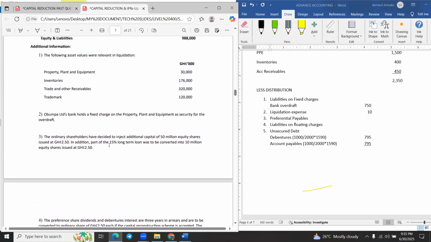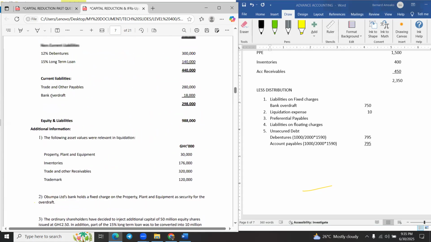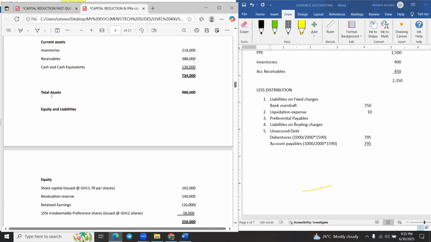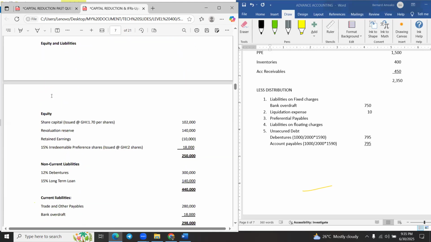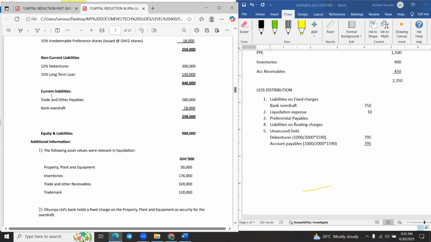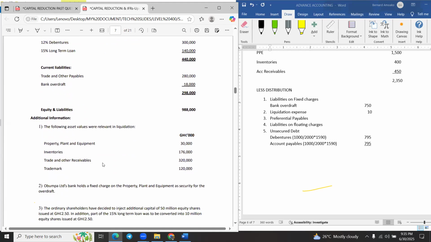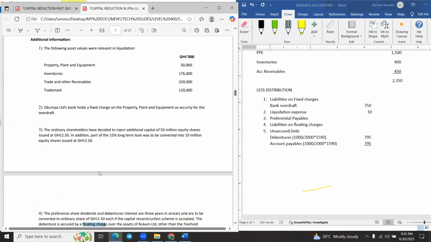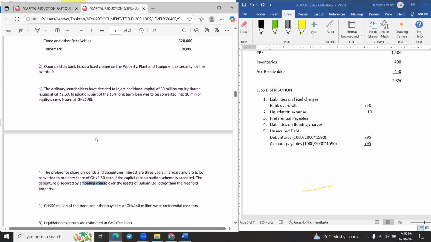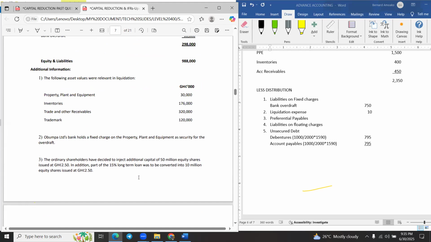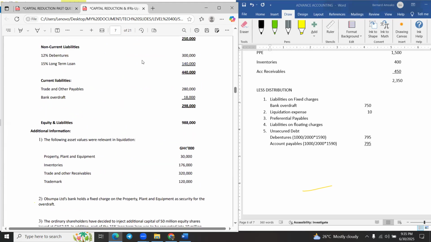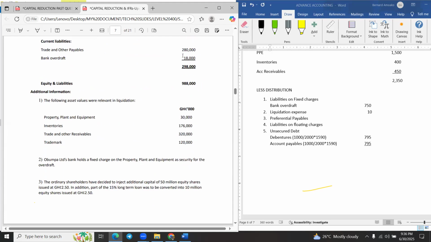I don't know if there's a freehold property in this question, but all I can see is that floating charge; these are the items they have revalued. So there will be no floating charge specifically. Once you are done, you treat it as a floating charge, and it is a debenture. So where is the debenture? The debenture is 300,000. So you need to treat the whole 300,000 under that floating charge.